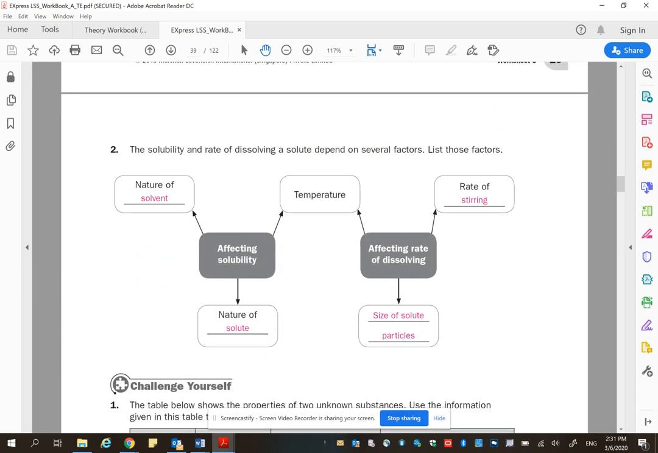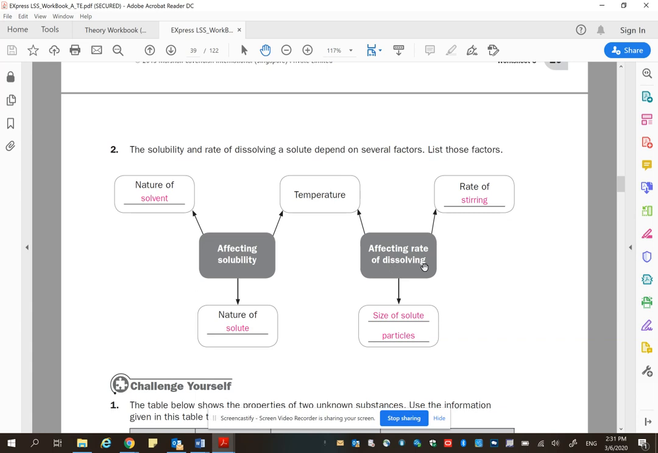Question two is about solubility and rate of dissolving. So what are the factors affecting solubility? Temperature, obviously. Nature of solvent itself. Sometimes alcohol can dissolve better or water can dissolve better. Nature of solute. In this case, for example, salt and water. Salt can dissolve well in water, but salt cannot dissolve so well in oil. So it depends on the nature of the solute or the nature of the solvent that affects the solubility, whether it can dissolve or cannot dissolve.